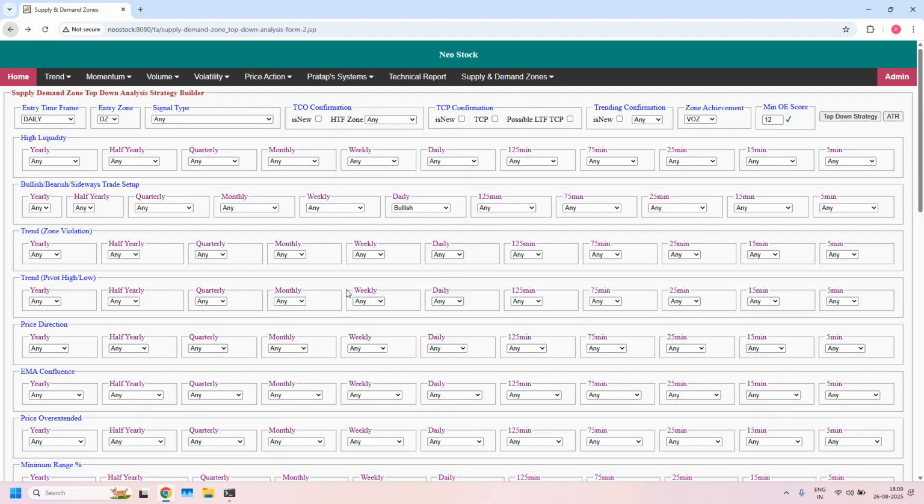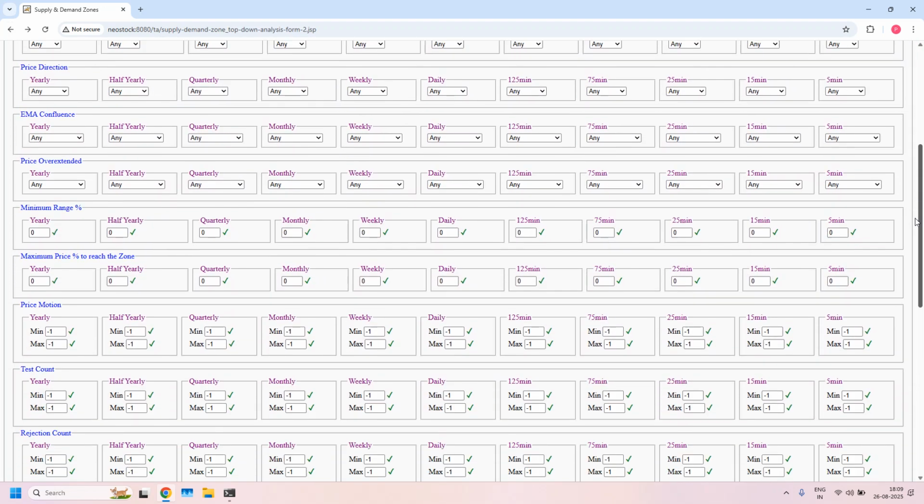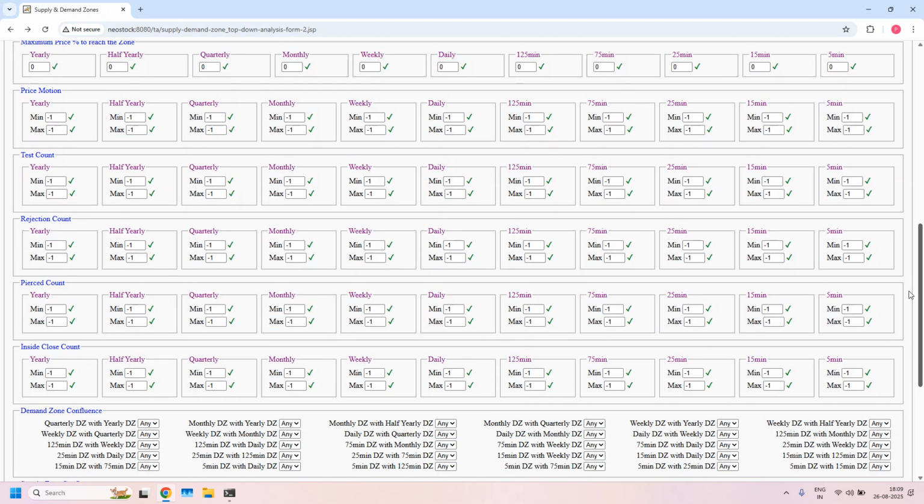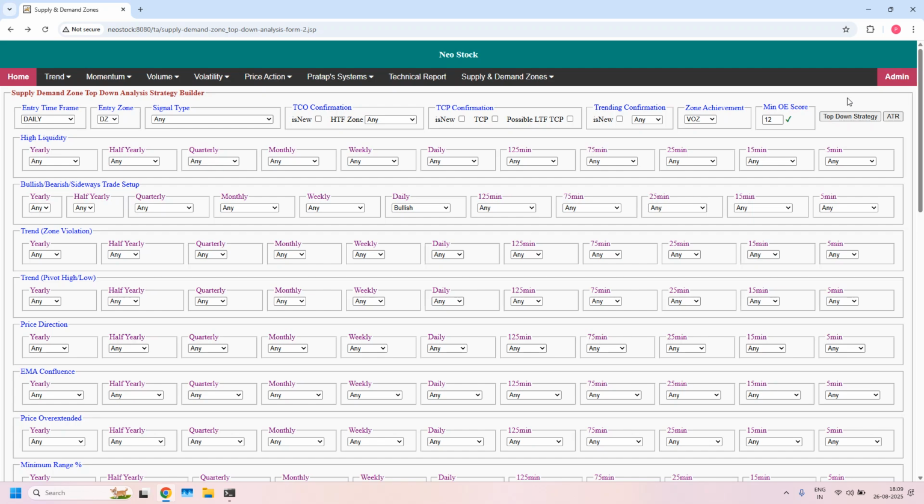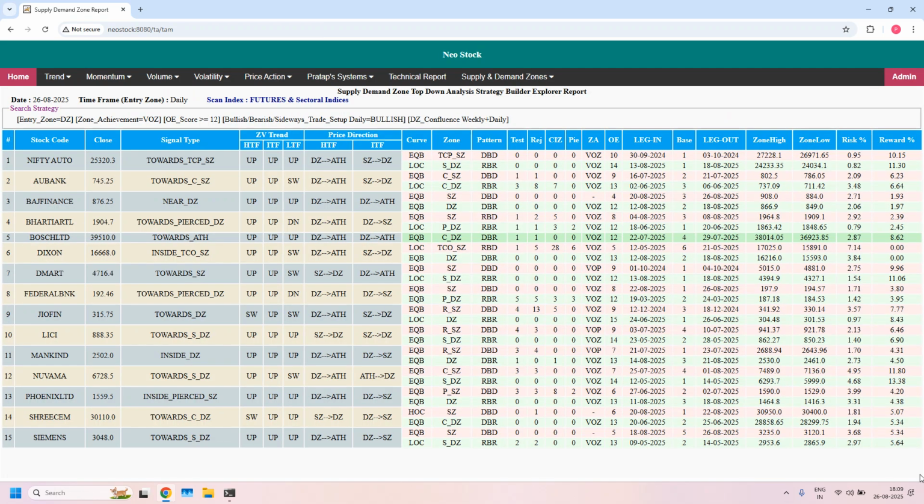So I am going back, adding one more filter, demand zone confluence. So in this demand zone confluence filter, I am adding the filter. I am enabling the filter daily demand zone with weekly demand zone confluence. Now I enable the filter. Applying on the 21 stocks, we got 15 stocks. In all these 15 stocks, daily demand zones are overlapped with weekly demand zones.